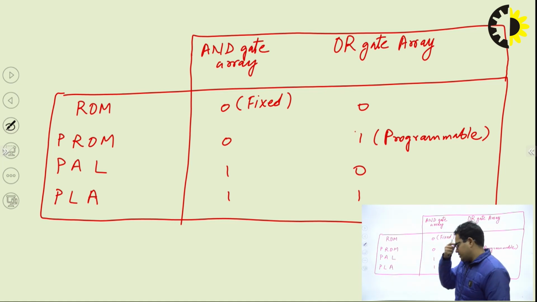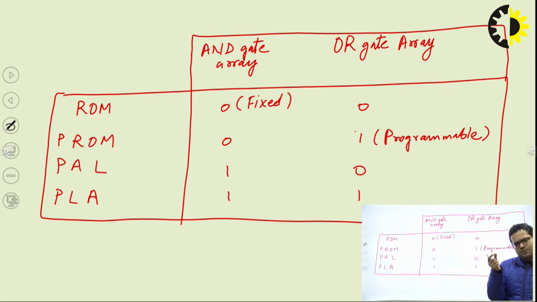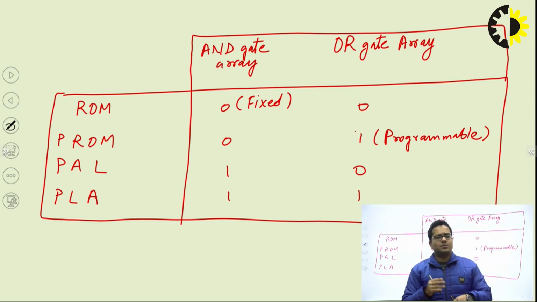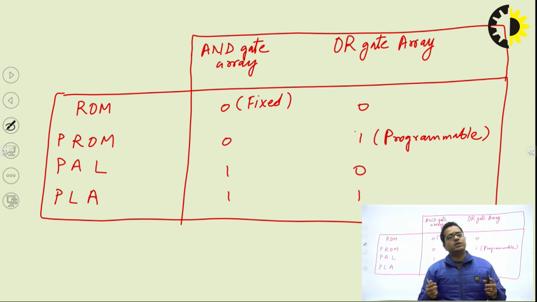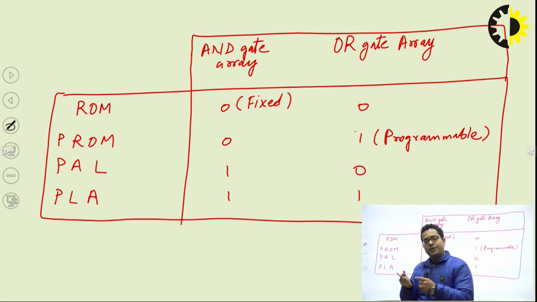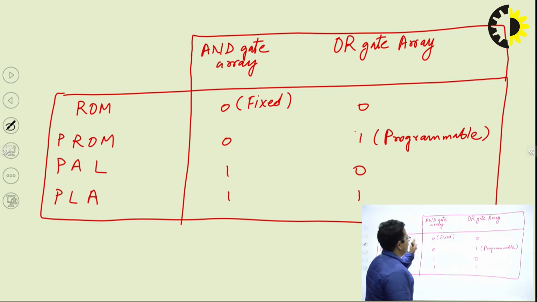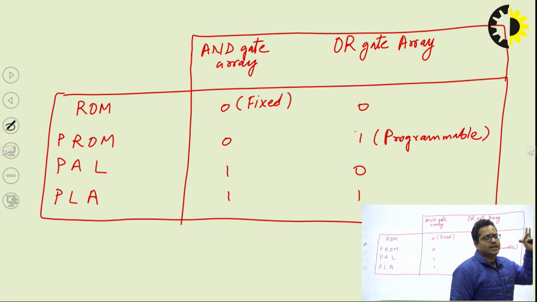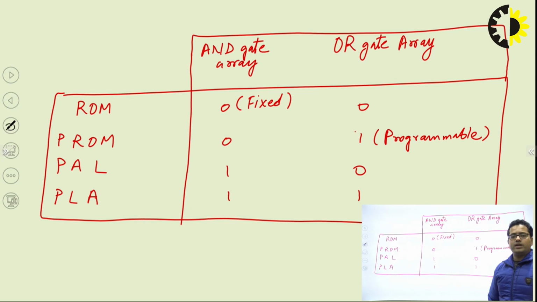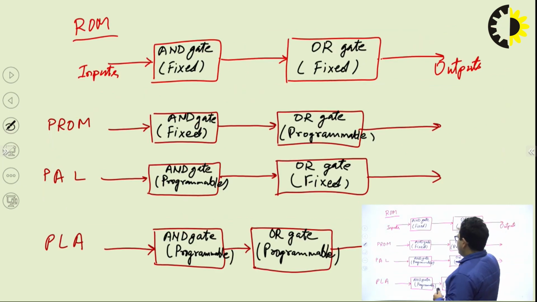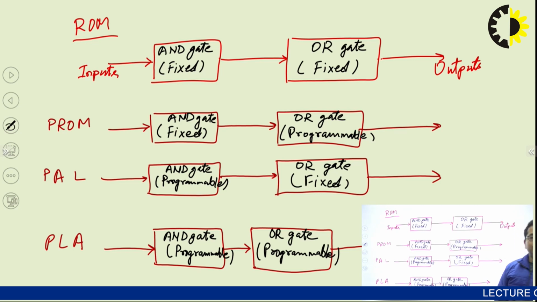PAL and PLA sound like the same thing: programmable array logic, programmable logic array. Which one is fixed, which one is programmable? Just concentrate on the names: in the PAL we get the A first, like this, P is there and after this we have A in the case of PAL. So write this first and then write the PLA. After this you have the gates, OR gates and AND gates. Just write the combinations 0 0, 0 1, 1 0 and 1 1. And this is the whole block diagram of the ROM, PROM, PAL and PLA.